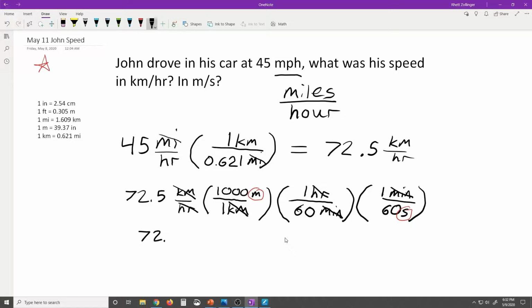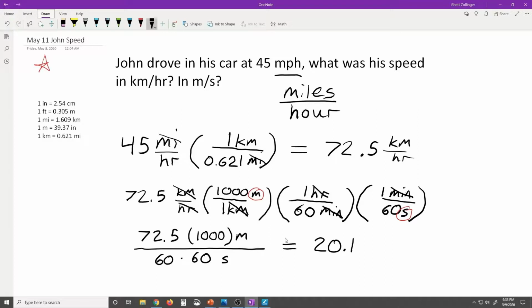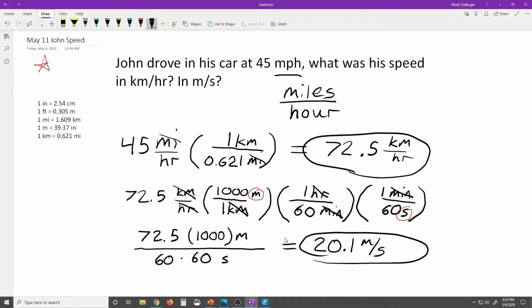So 72.5 times 1,000, and meters was left over. And here I have 60 and 60 seconds. Okay, when I plug that into a calculator, I get 20.1 meters per second. There are my 2 results.